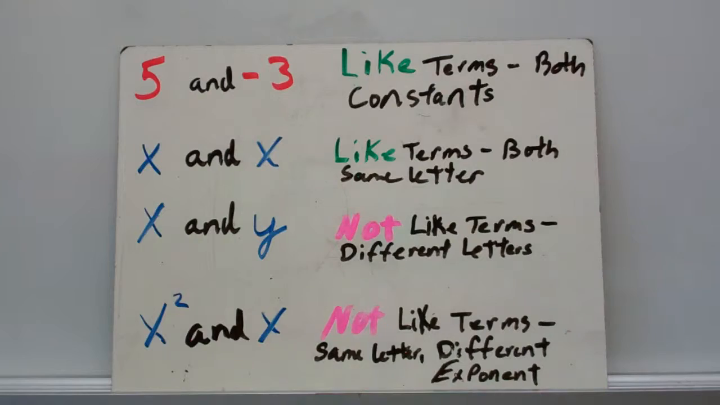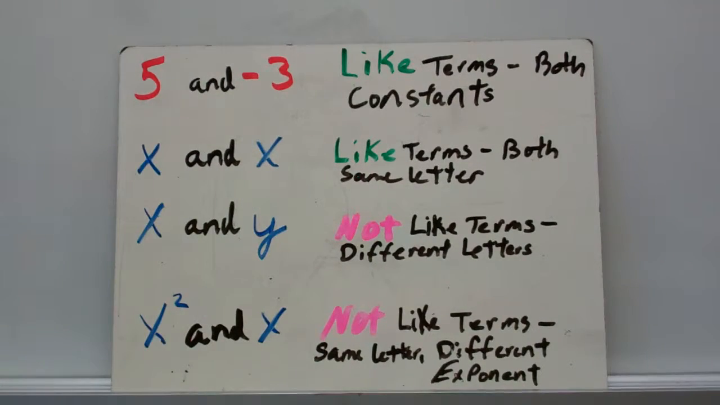So our first example, we have 5 and we have -3. These are like terms. They are like terms because they are both constant. And we know that 5 is always going to remain 5, and we know that -3 will always remain -3. When we look at our next example, we have x and x. Those are also like terms. The base letter is the same. It's both x. It is both raised to the same power, in this case to the first power.